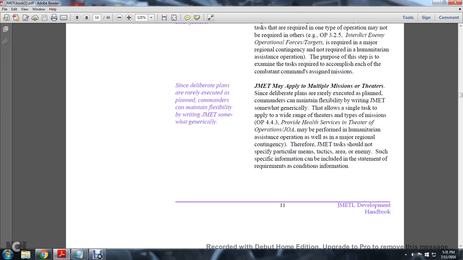Since deliberate plans are rarely executed as planned, commanders can maintain flexibility by writing the joint mission essential tasks somewhat generically. A joint mission essential task may apply to multiple missions or theaters.